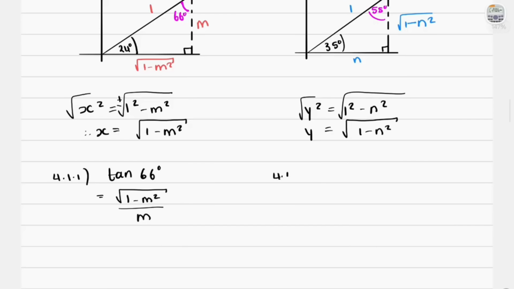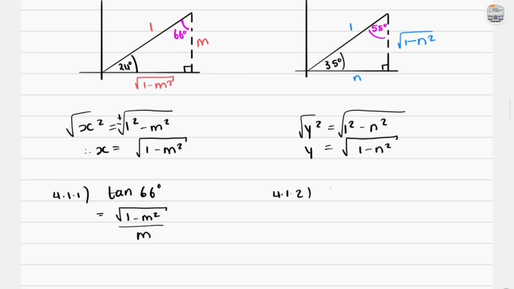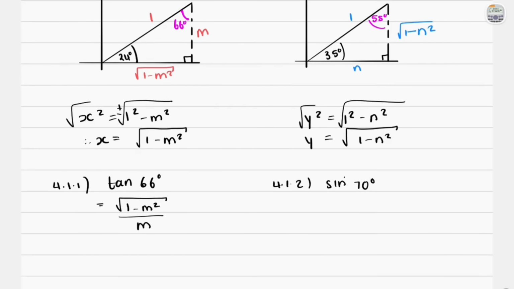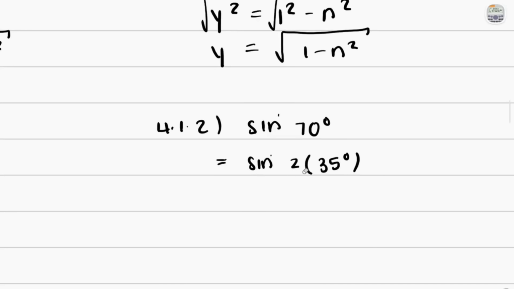And then, of course, 4.1.2, they specifically asked for sine 70 degrees. Now, you can see that 70 degrees is double 35 degrees, meaning we could have just rewritten this as sine 2 multiplied by 35 degrees. And so this is using double angles. So we could just use the double angle identity for sine 2a, which is 2 sine a cos a, so 2 sine 35 degrees cos 35 degrees. Okay, so they are multiplying.